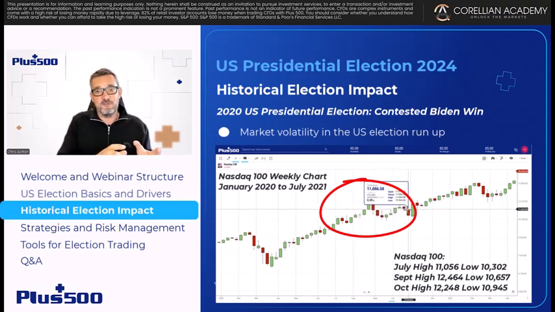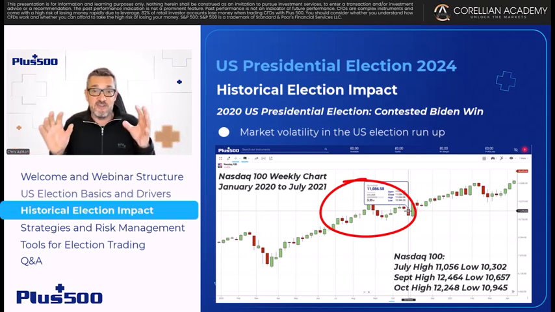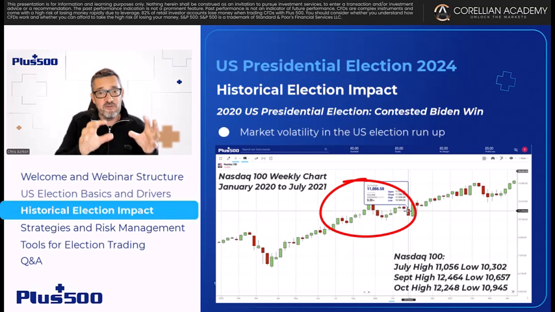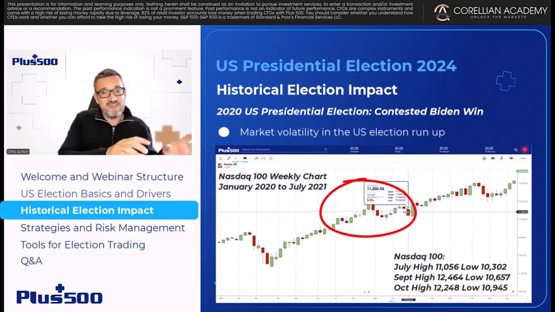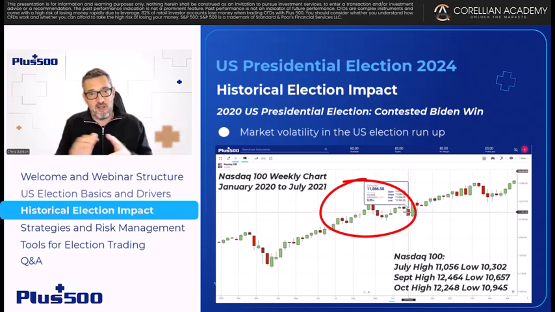US stock markets experienced sharp swings, with investors expressing concerns about how a contested election or delayed result might impact the economy and financial markets. This is important for this time around as well, given that this election is also expected to be very close.